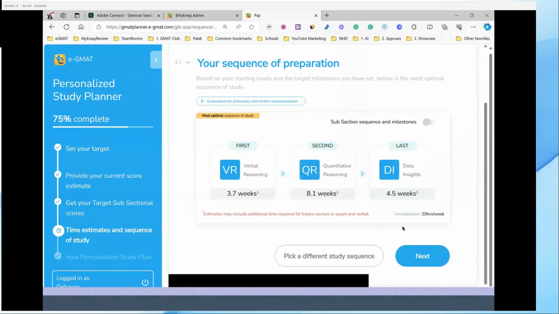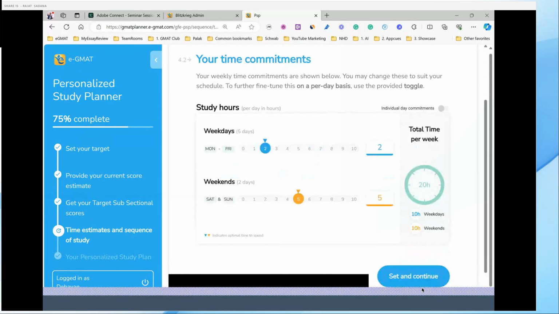You can also sequence your study. It says start with verbal, then go to quant, then do DI. Again, you do DI always towards the end. Okay. So let's say you're someone who can put in about 2 hours per day during weekdays and 5 hours per day during the weekend. That gets you to 20 hours.